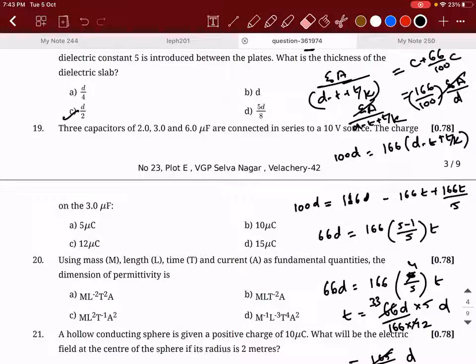This is the answer. But keeping the answer aside, since it's an approximated one, did you guys understand the concept? That is more important for me. Is there anyone having doubt with the concept? Yes, sir. Good.